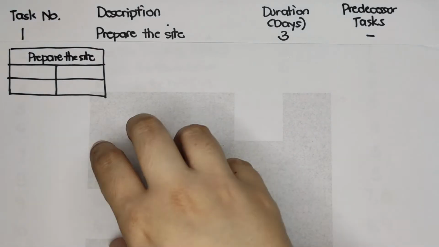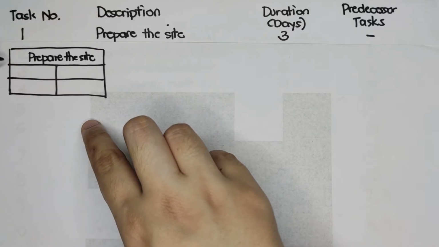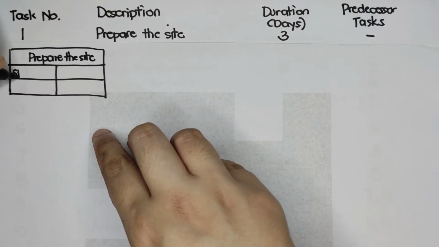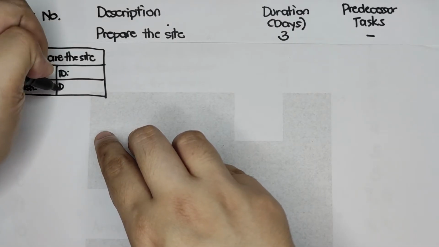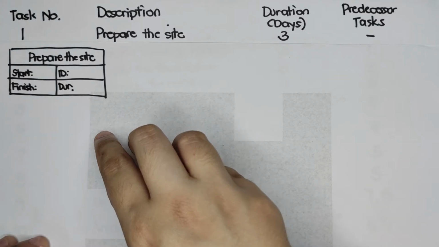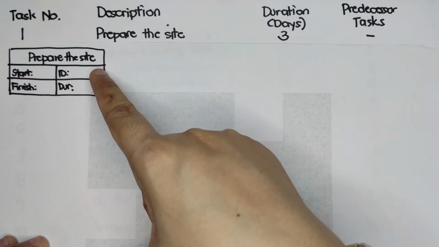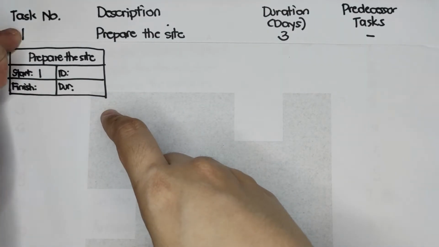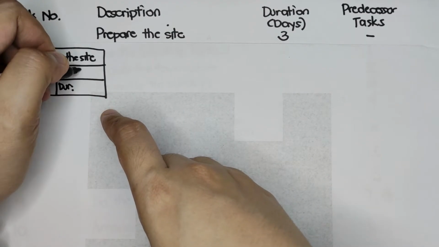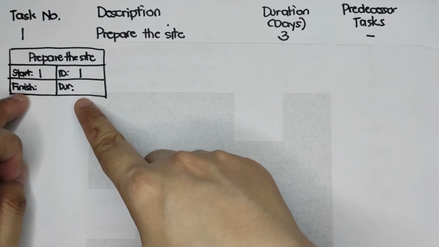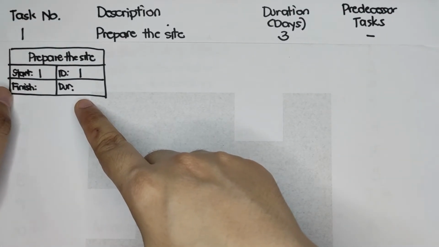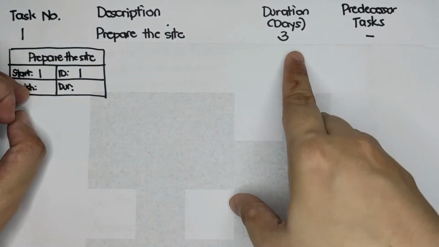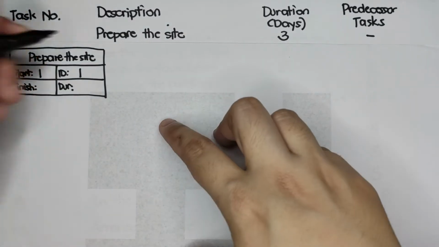Okay, so the format for the task box is start, finish, ID, and then duration. Since this is the first task, automatically its start day is day 1, and its task ID is number 1. We're only going to derive the finish date if we know the duration. The duration is 3.